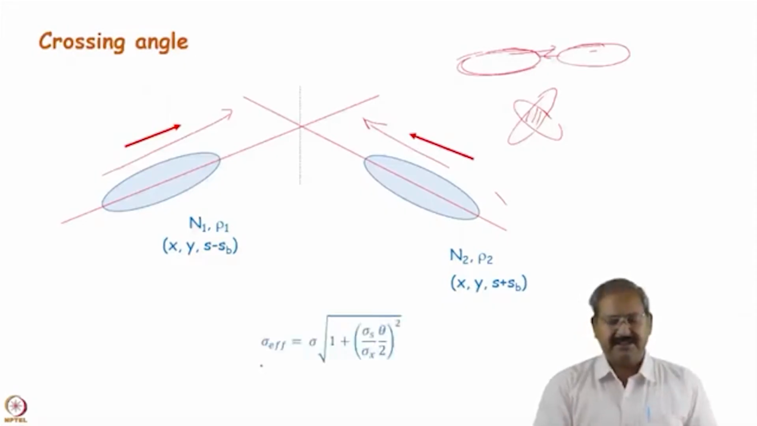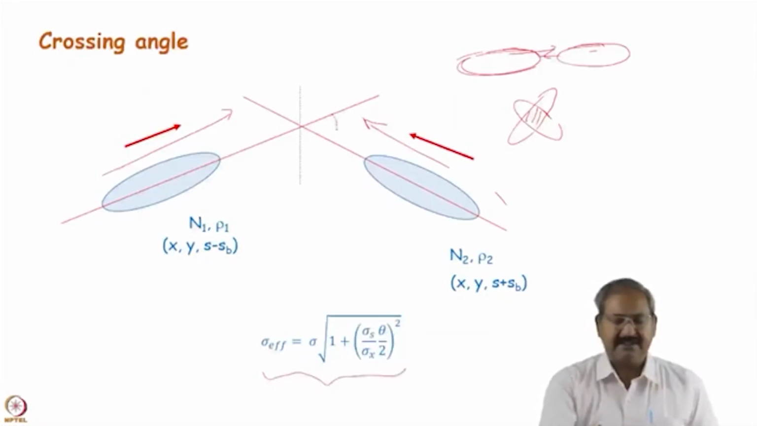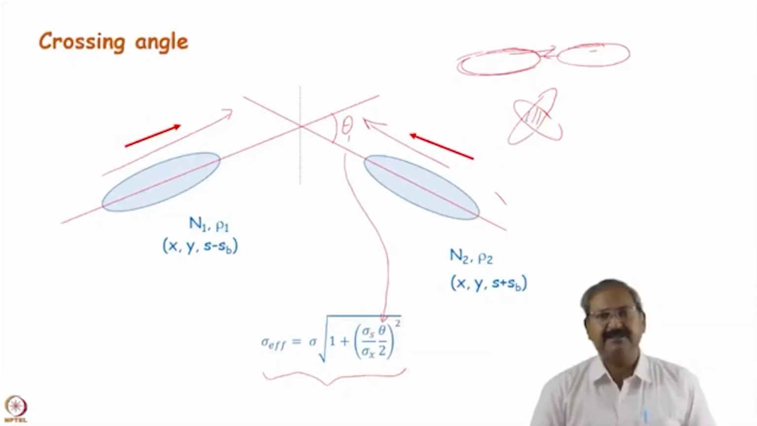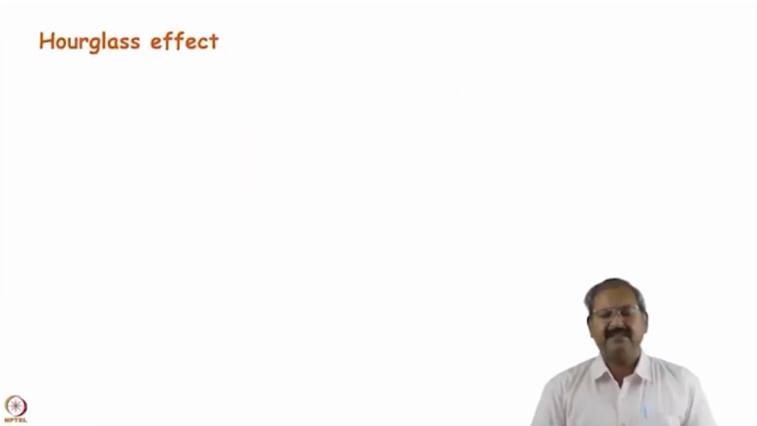So this is the reduction in the beam size, and this theta is there. This is the theta. So by the crossing angle, luminosity actually decreases. So whatever we have calculated, that is the maximum luminosity. In an actual collider, this will be decreased due to crossing. There are many more effects which will decrease the luminosity in a particular collider. One is the hourglass effect.